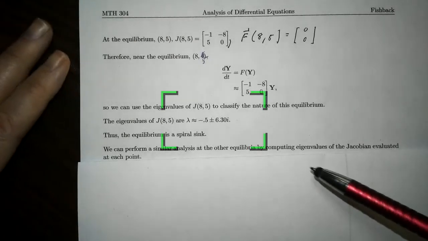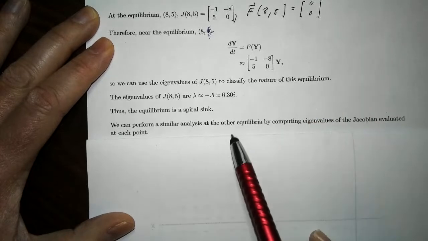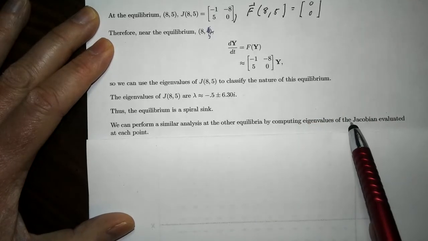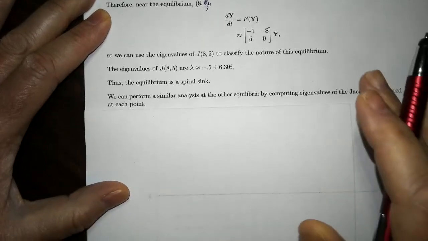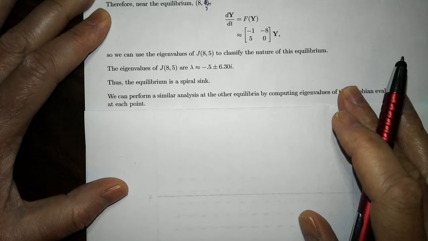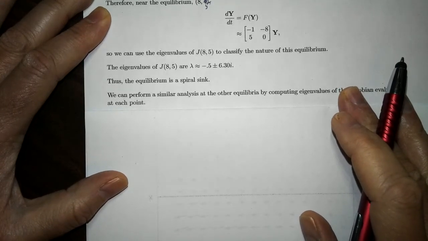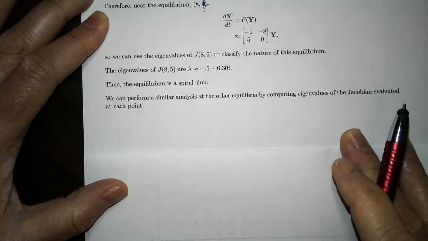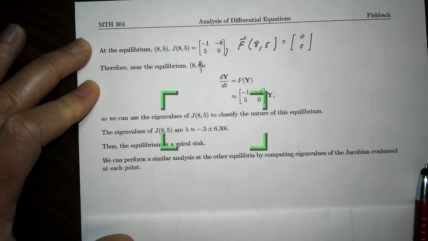Now we could perform a similar analysis at other equilibria by taking the Jacobian, substituting in the equilibrium, and determining the eigenvalues of the matrix. And those eigenvalues would tell us whether we had a sink or a source, and so on and so forth. So that is how we perform an equilibrium analysis for a nonlinear system using the Jacobian matrix.